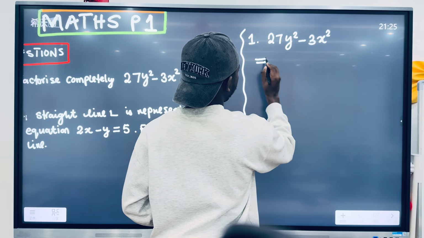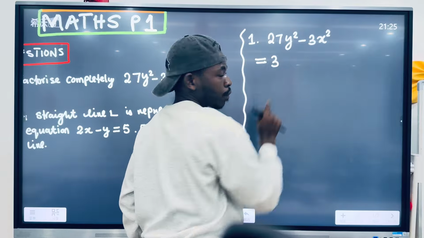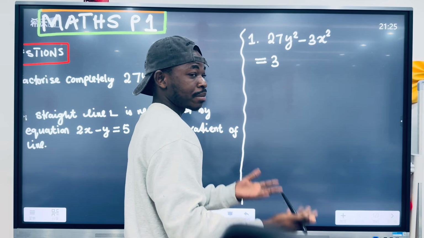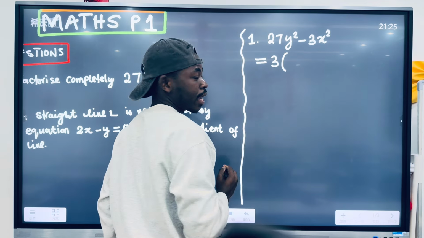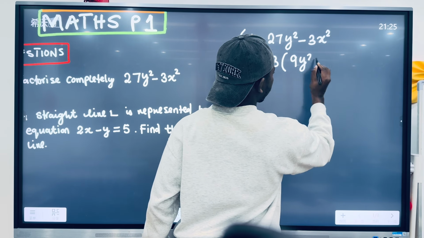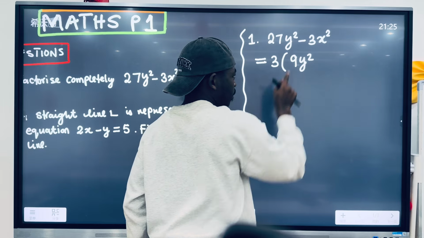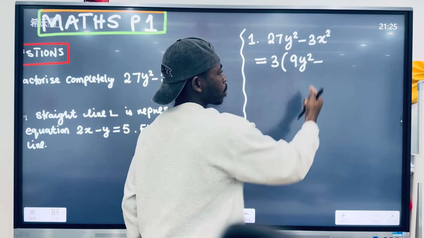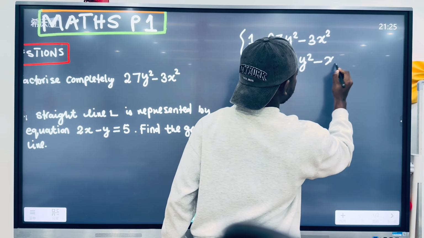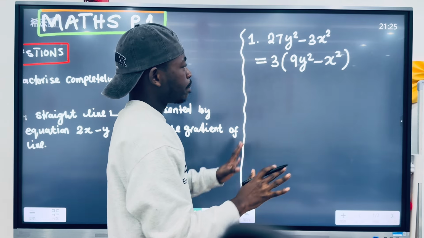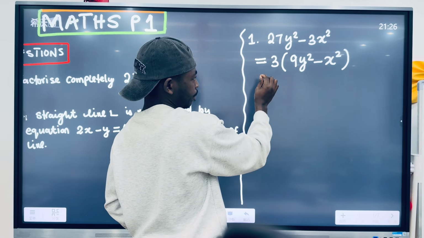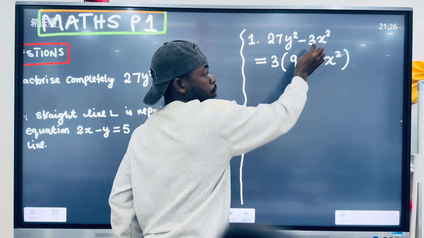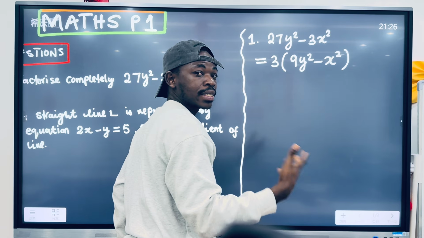So what we're going to have first of all is 3 outside. Then we divide 3 into these numbers. 3 into 27 is 9, because 3 times 9 is 27. So what we're going to have left there is 9y squared. Then 3 into negative 3. First of all, I put a negative there. Then 3 into 3 is 1. So what we're going to have there is 1x squared, or I can just say x squared. And it makes sense, because if I take 3 out, I divide there, and what you're going to have left there is x squared.